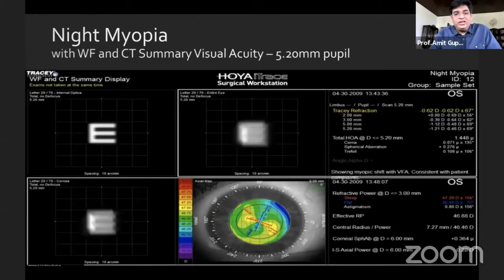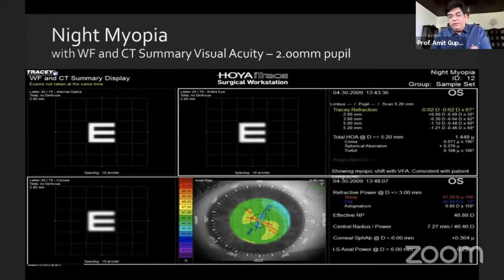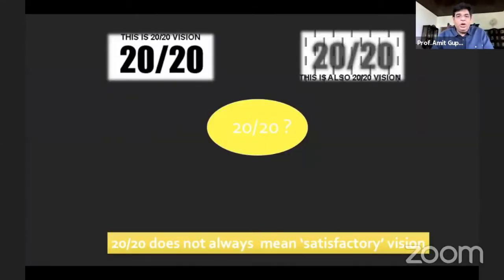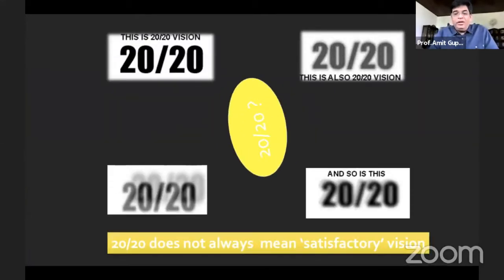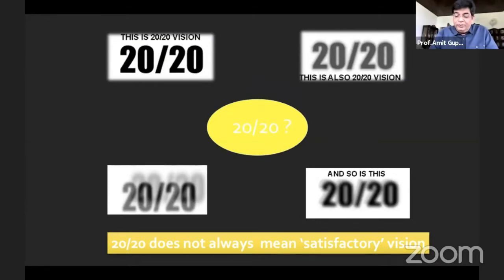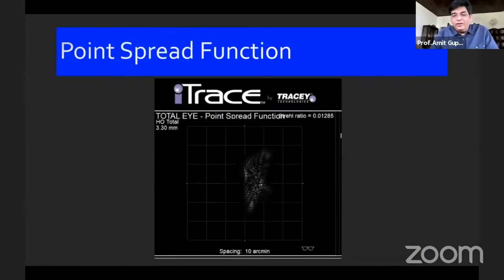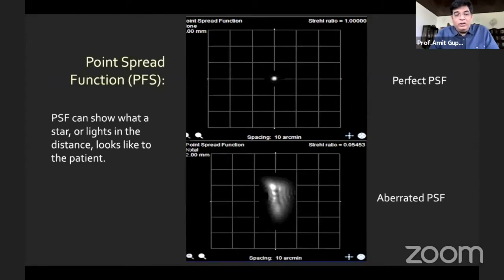We also have the visual simulation charts. This is through a 5.2 millimeter pupil, and this patient is having a blurred letter, and we can show the patient, listen, this is the cause of your complaints. At 2 millimeter pupil, it clears up, and the patient has no such symptoms. Now, we know that all 20/20 vision is not equal, and it may not be satisfactory. The point spread function is one of the important things that the iTrace tells us, which helps us both understand the patient's problem as well as explain it to the patient.